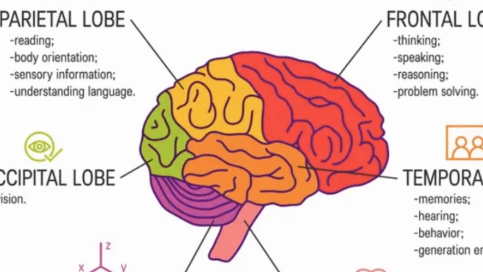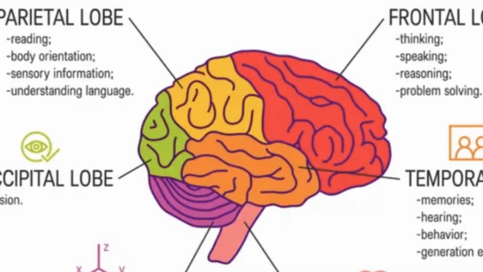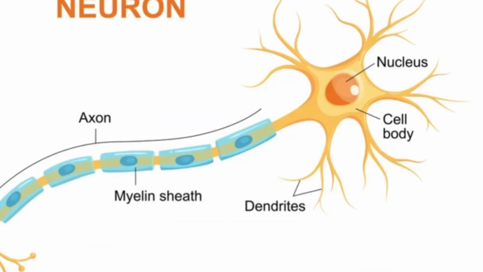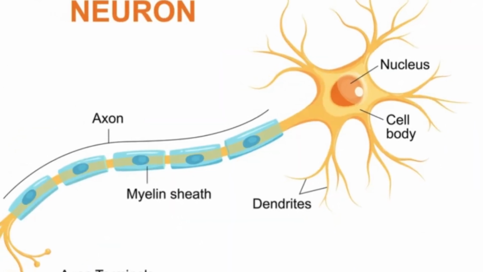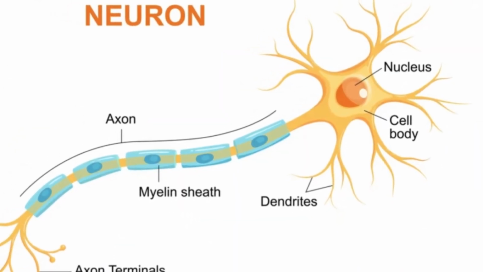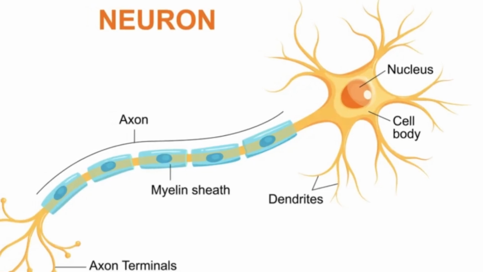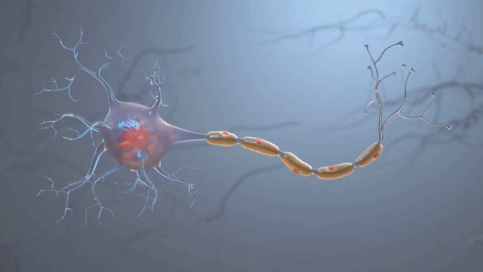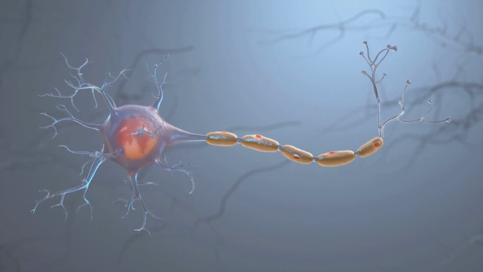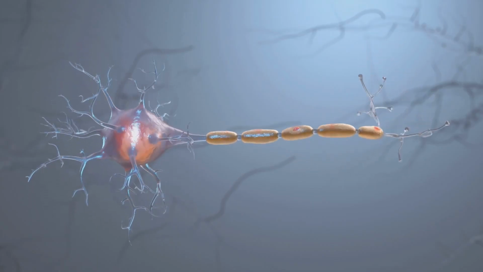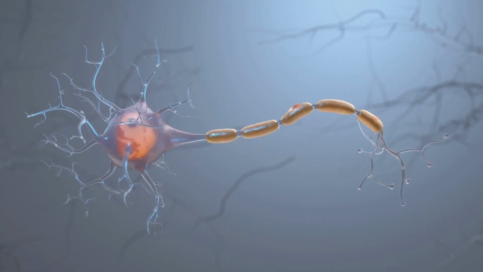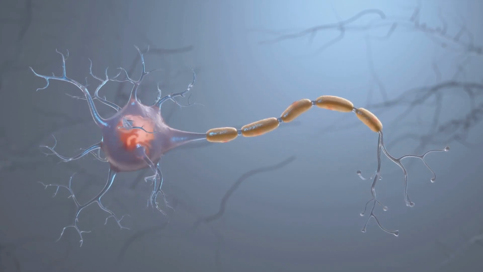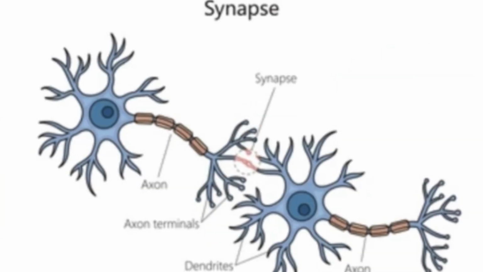A neuron consists of three main parts: a cell body (soma), dendrites, and an axon. The cell body contains the nucleus and organelles. The dendrites are branch-like structures that receive signals, and the axon is a long projection that sends signals to other cells. Neurons communicate using electrical and chemical signals across a synapse, a gap between the axon terminal of one neuron and the dendrite of another.